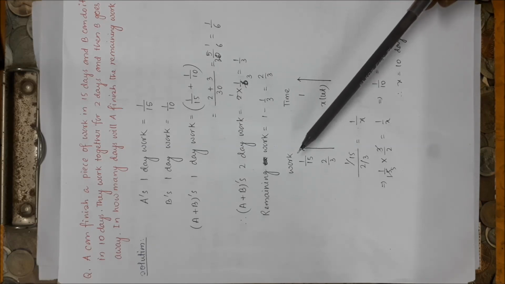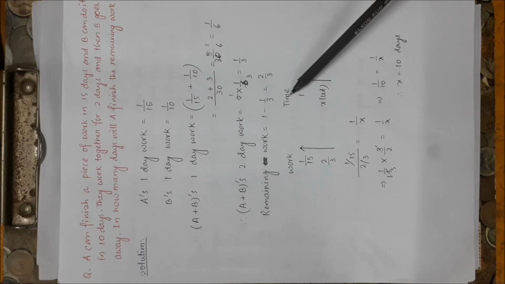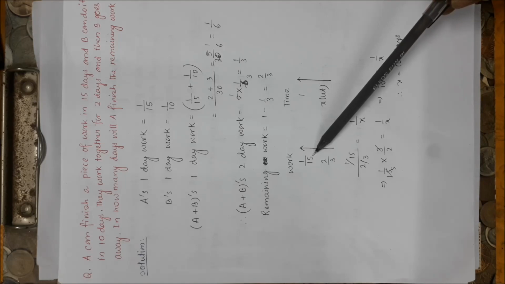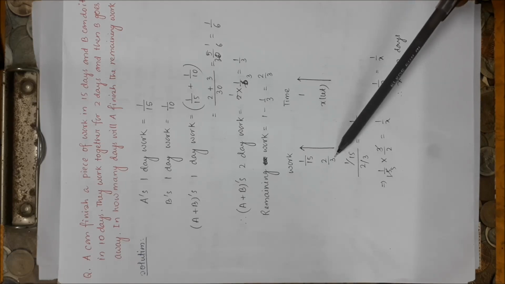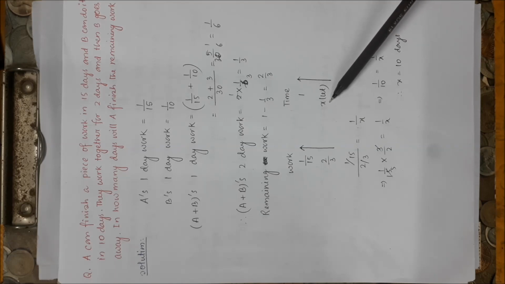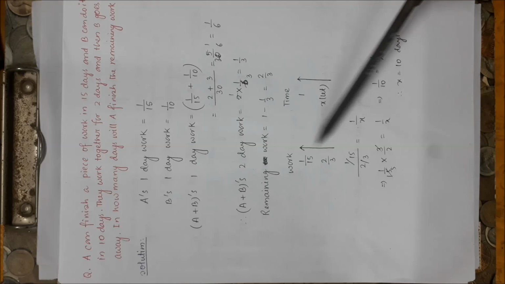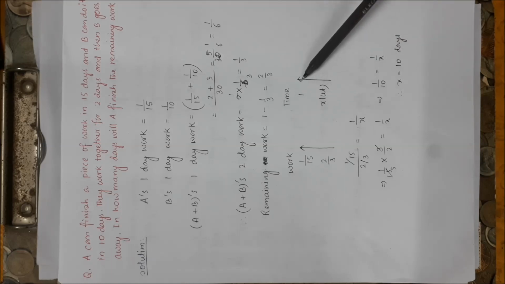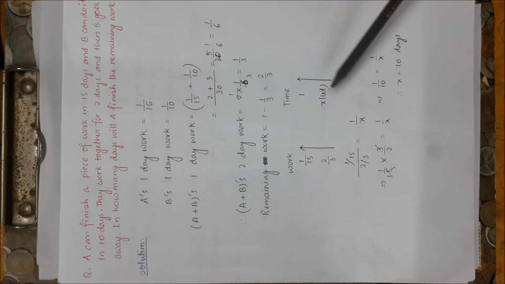Now, for A, work and time is given. A in 1 day finishes 1 by 15 part of the work. So, to complete 2 by 3 part of the work, he requires x days. We assume x is the time required to finish the work. Work increases, time increases. So, this is a problem based on direct variation.